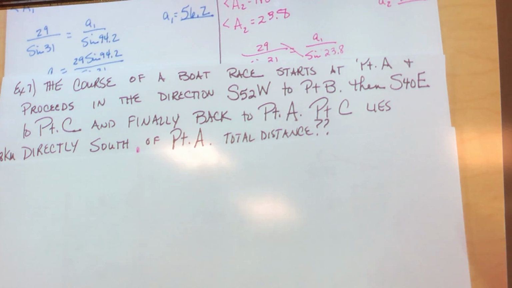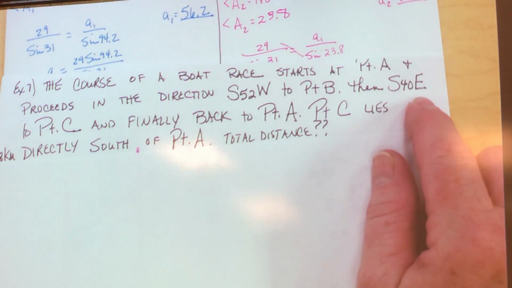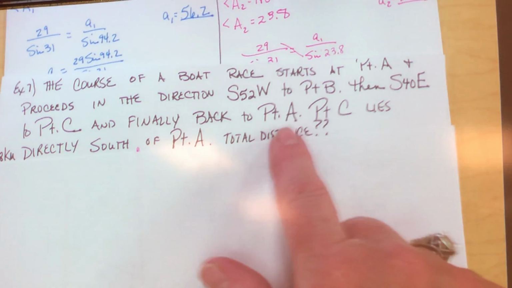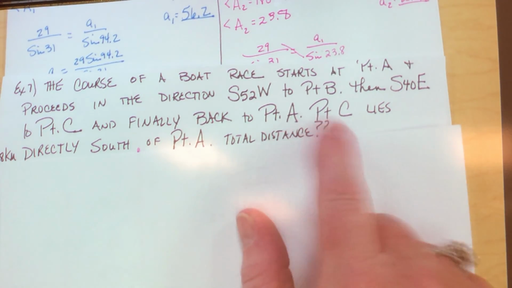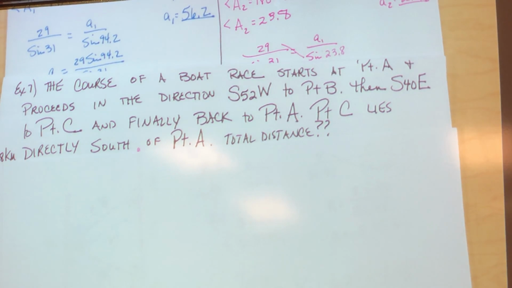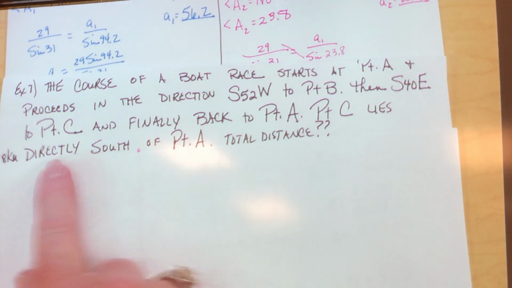Then, south 40 degrees east to point C. And finally, back to point A. A really important point: point C lies 8 kilometers directly south of point A. You gotta know that.